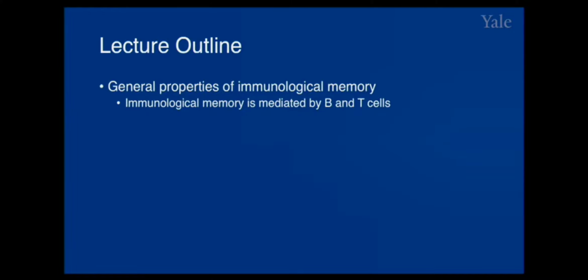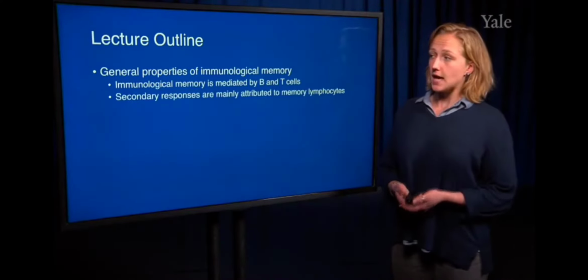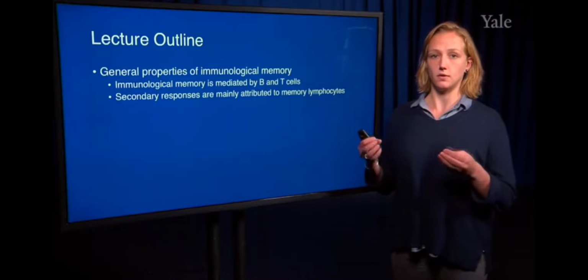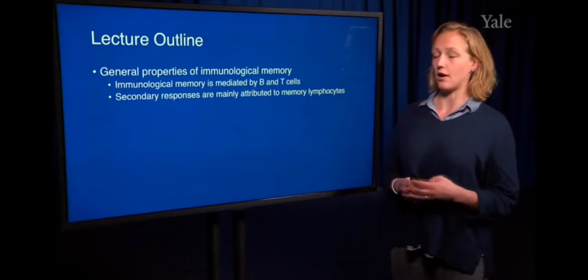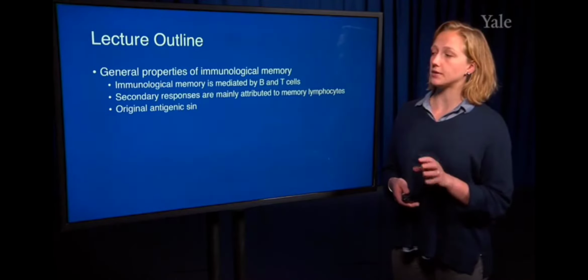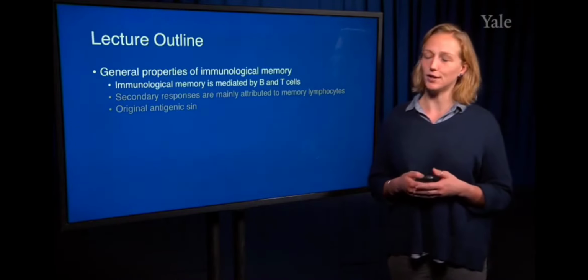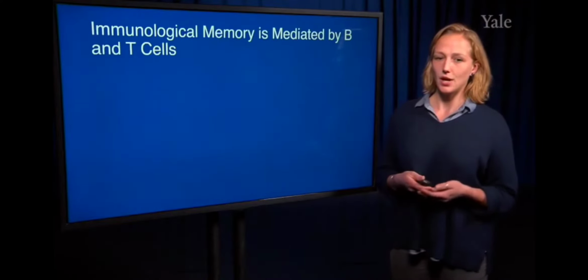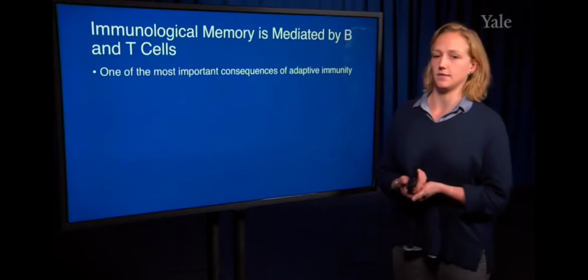After immunological memory is induced after the clearance of a primary infection, secondary responses are mainly attributed to memory lymphocytes. So the lymphocytes that act most powerfully in secondary or third, etc. infections are the ones that are memory lymphocytes. Towards the end of this, we're also going to cover what's called the original antigenic sin. So let's start off with lymphocyte-mediated immunological memory.